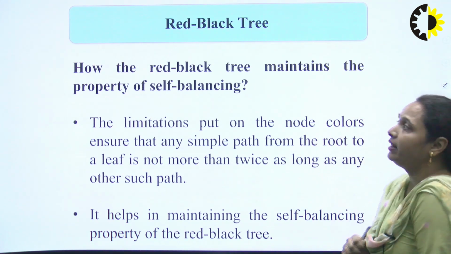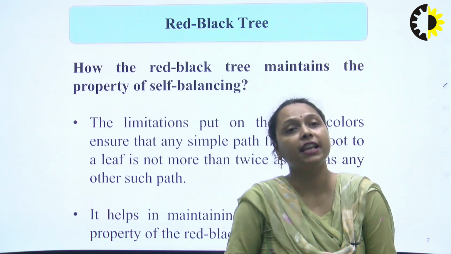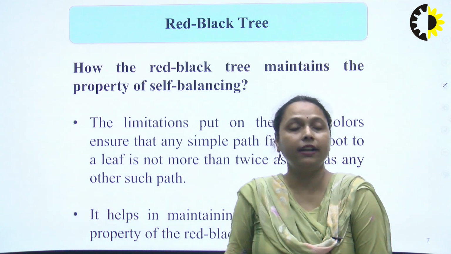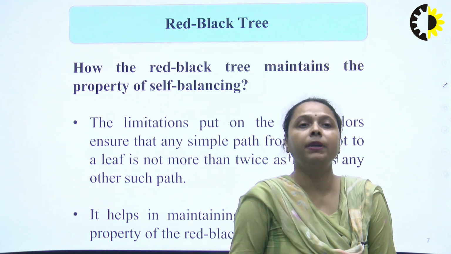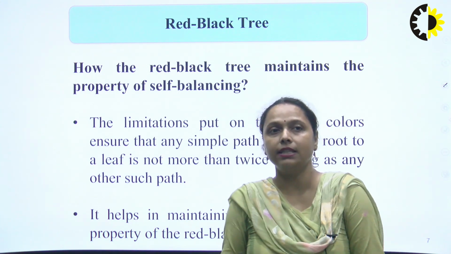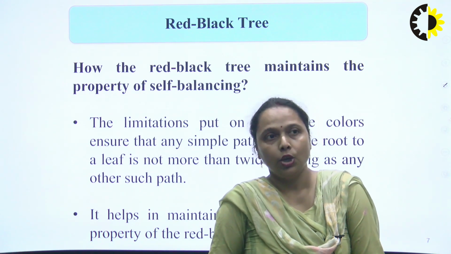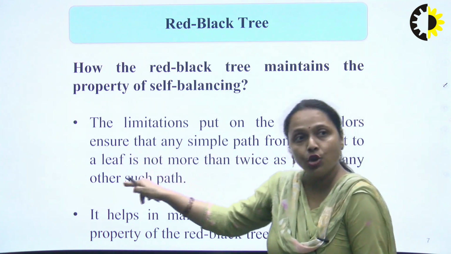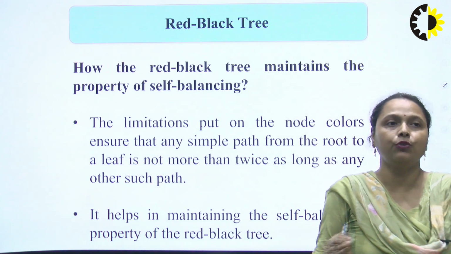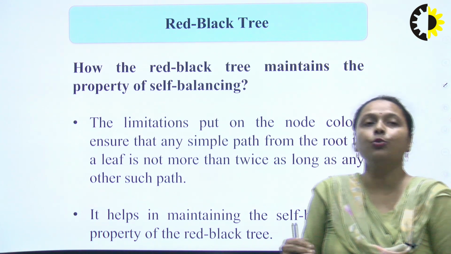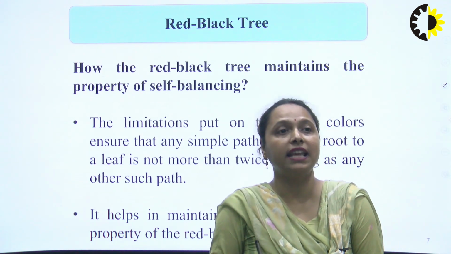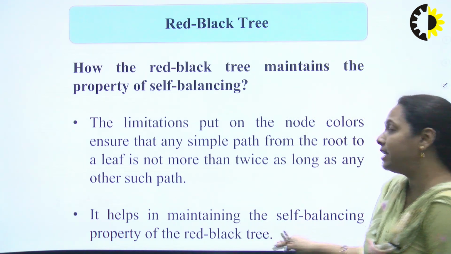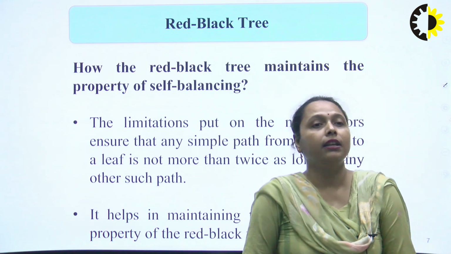Next, how do red-black trees maintain the self-balancing properties? As we discussed in the very first slide in the definition of RB tree, RB tree is nothing but a self-balancing binary search tree. So, the limitations put on the node colors ensure that any simple path from the root to leaf is not more than twice as long as any other such path. It helps in maintaining the self-balancing property of the red-black tree.